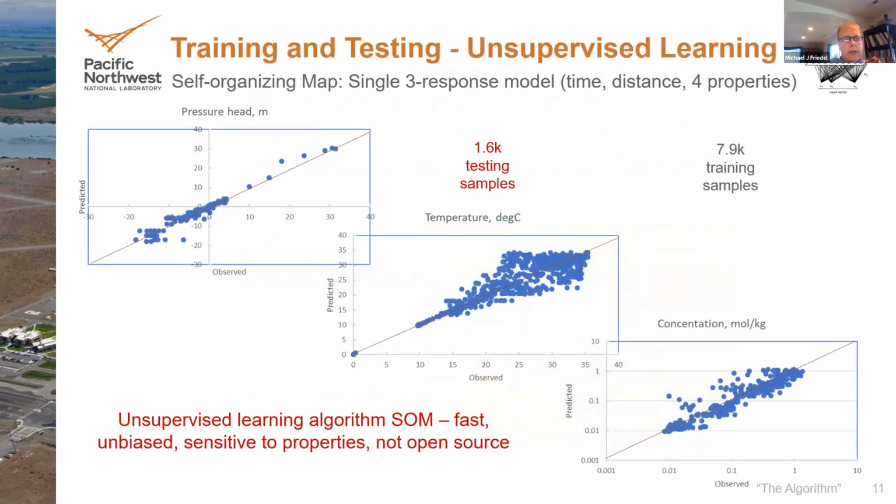In building the surrogate machine learning models, we use a random subset of the original set of models for training, with subsequent random splits to independently test the trained models. This slide shows the results for an independent testing of a single coupled 3-response model with 6 predictors. Those are those property values. This unsupervised learning model results in simultaneous unbiased estimates of pressure head, temperature, and concentration that are sensitive to time, distance, and properties.